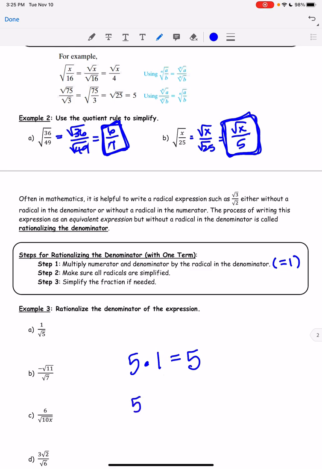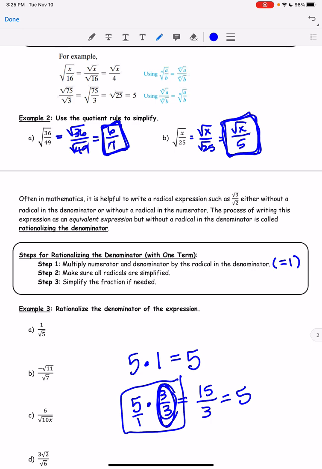If I say 5 times 3 over 3, well, what does 3 over 3 equal? That equals 1, right? And so if you multiply, you get 5 times 3, which is 15. 1 times 3 is 3. 15 divided by 3 is 5. This is what we're going to essentially be doing. It's just the way that we're going to write this 1 is not going to be very pretty. It's going to get even uglier next lesson.